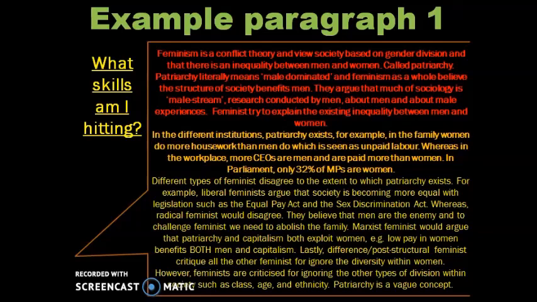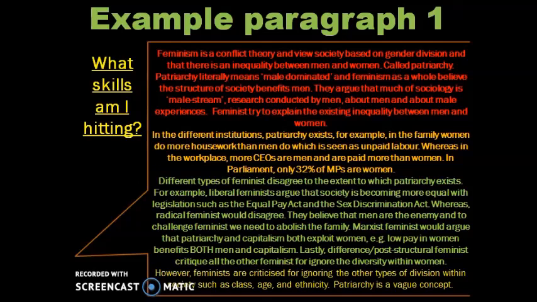In the different institutions, patriarchy exists. For example, in the family, women do more housework than men do, which is seen as unpaid labour. Whereas in the workplace, more CEOs are men and are paid more than women. In Parliament, only 32% of MPs are women. Now, this student is applying the concept of patriarchy to examples within society or even topics that they have studied, for example, family or the workplace, and this is gaining the AO2 marks.